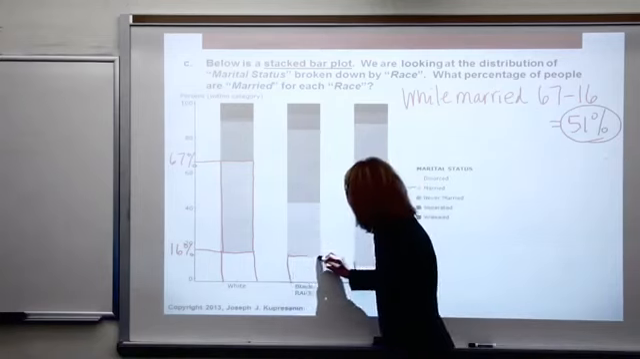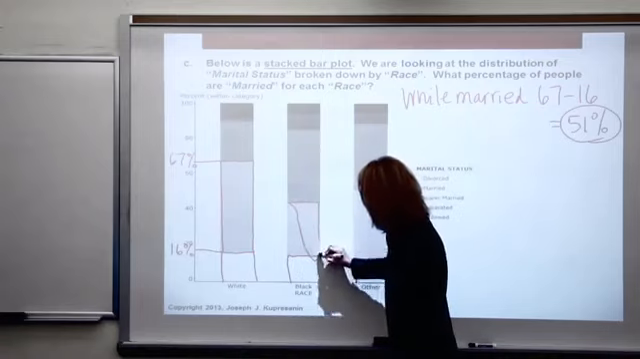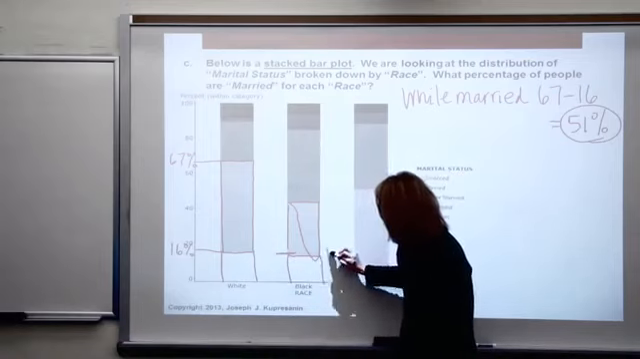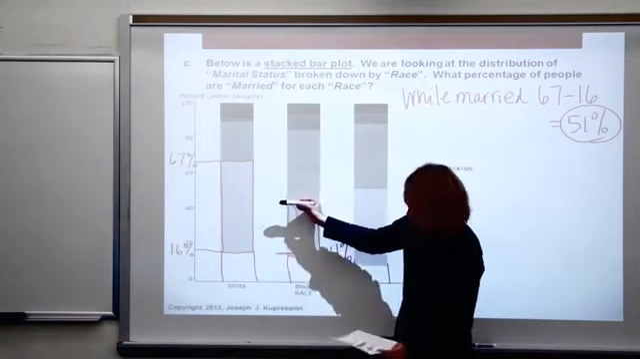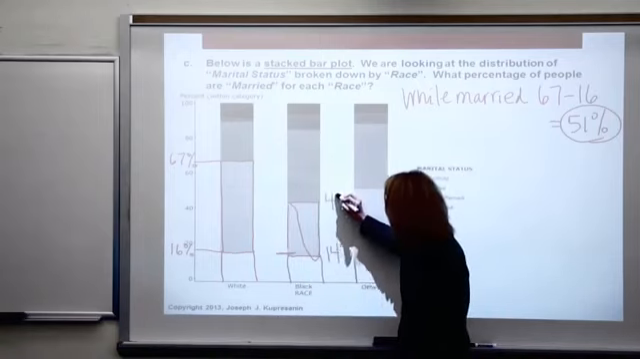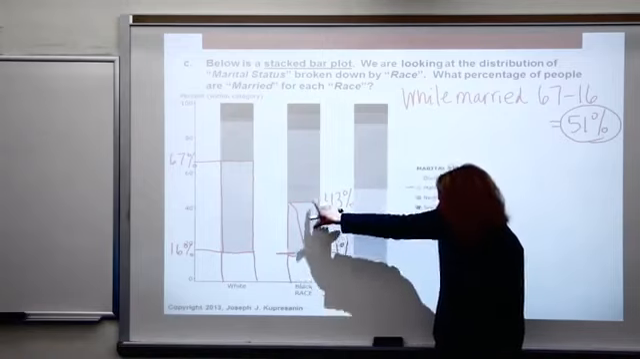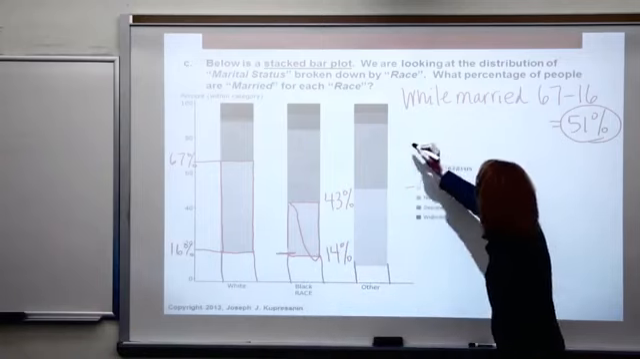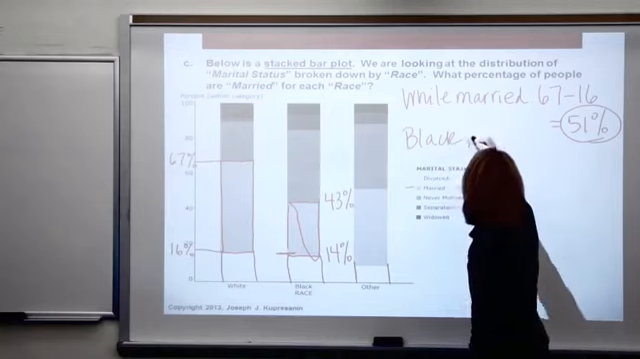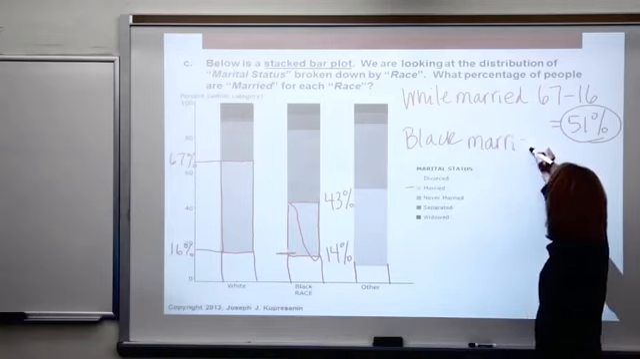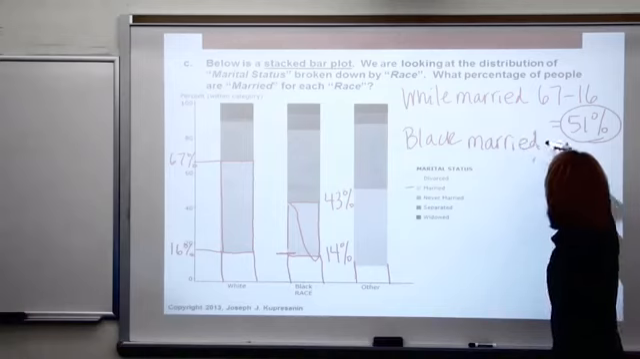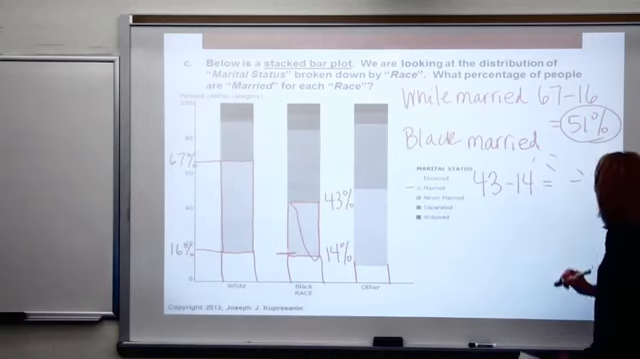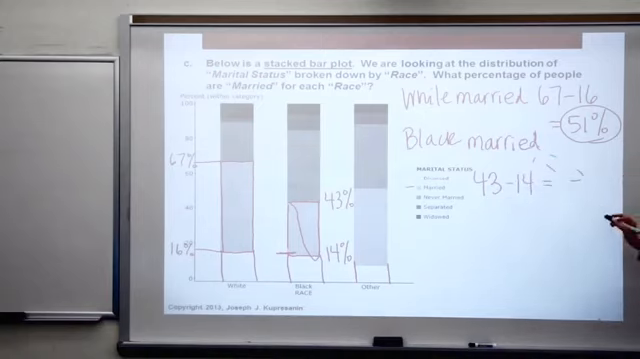Same thing within the next bar. This bar looks to start here at about a little bit less than that bar, maybe around 14%, and extends up to just over 40, so maybe about 43%. So again, if I subtract these two, I can see what percentage of the people are married that are in the black race category. So black married. I'm going to have to switch to the regular pen. And here we get about 29%.